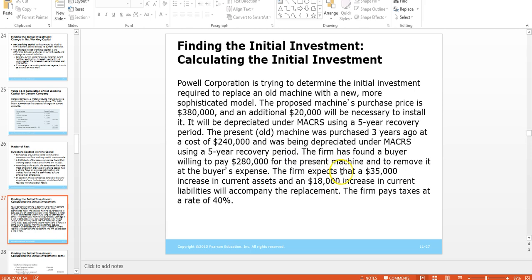The firm expects that a $35,000 increase in current assets and an $18,000 increase in current liabilities will accompany the replacement. So we can get the change in net working capital by simply subtracting the 18 from the 35, and our change in net working capital will be 17,000. The firm pays taxes at a rate of 40%.